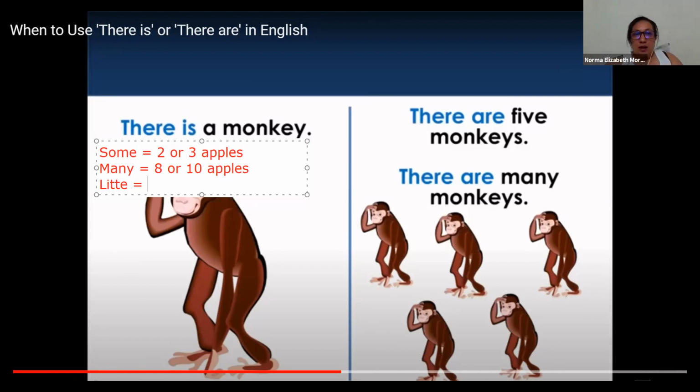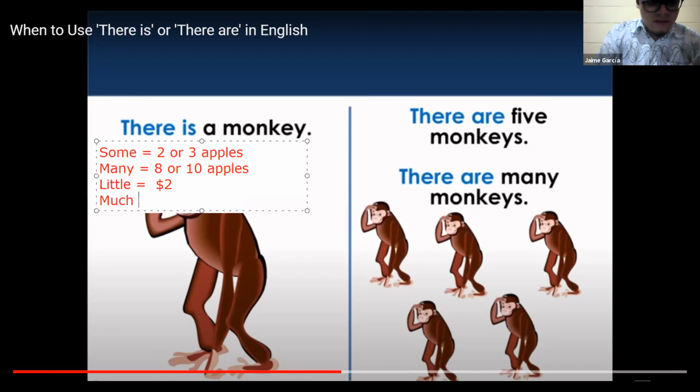I'm missing the letter L. Oh yeah, thank you. Okay, little. For example, $2. That's little, right? If you have like $2 in your pocket, so you have little money. Okay, much. Let's see. $1,000. That's a lot of money.